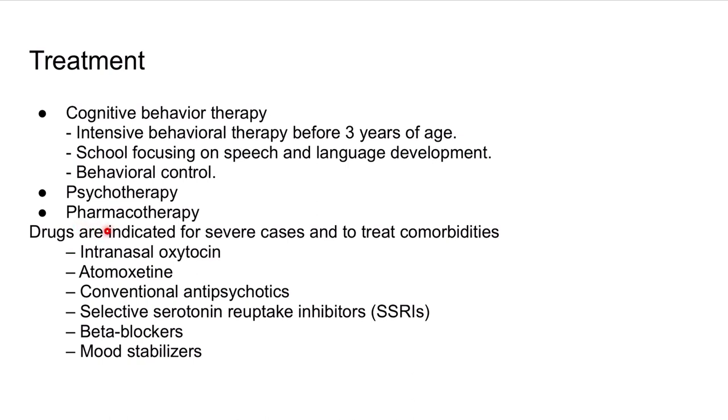In pharmacotherapy, usually drugs are not indicated for autism spectrum disorder, but drugs can be given for severe cases and also to treat comorbidities. The following drugs are given: intranasal oxytocin, atomoxetine, conventional antipsychotics, SSRIs or selective serotonin reuptake inhibitors, beta blockers, and mood stabilizers.